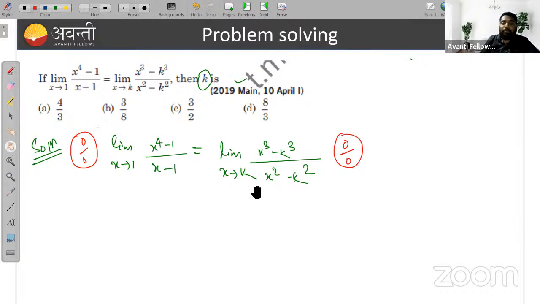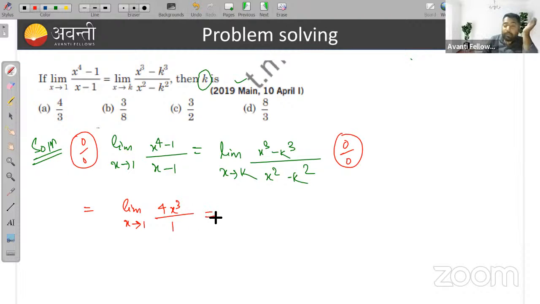So here we can simply apply L'Hopital's rule. What is that rule? We have to differentiate the numerator with respect to x and also differentiate the denominator with respect to x. So let's start. Limit x tending to 1, derivative of x to the power 4 is 4x cube, minus 0, right? And in the denominator, what will come? That is 1, because differentiation of x is 1.